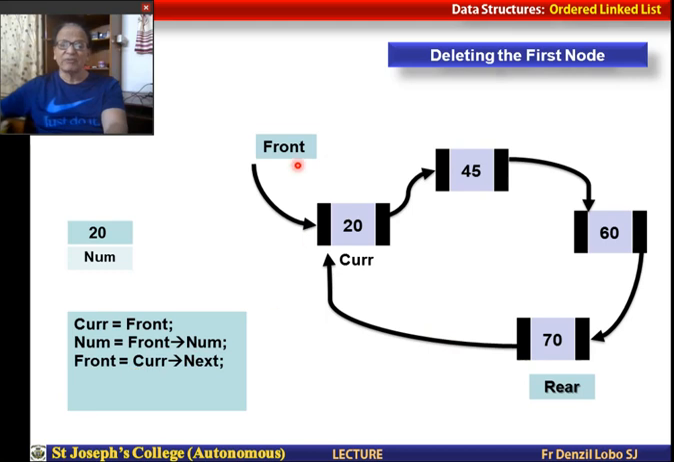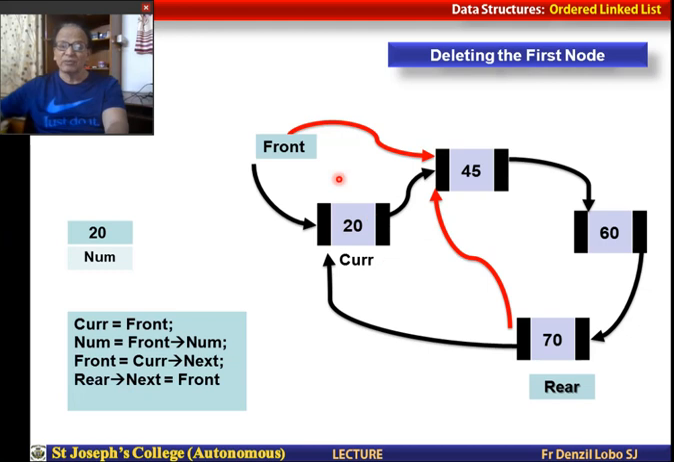Front is equal to, therefore front is equal to current next. That means front is going to point to this node because this is going to be the front. This is the rear. Rear remains as it is. Because earlier this was the front, now front points to the next node. So current next. So that is done. Now rear therefore has to be linked to this. So therefore rear next is equal to front.